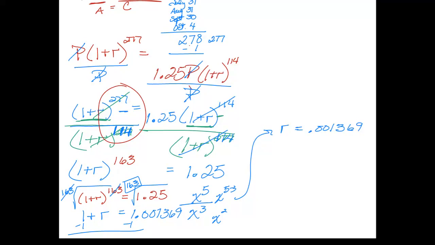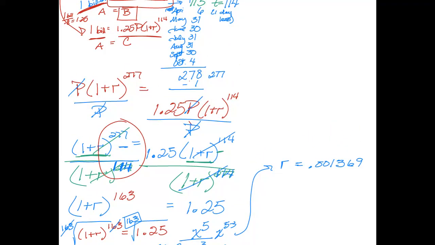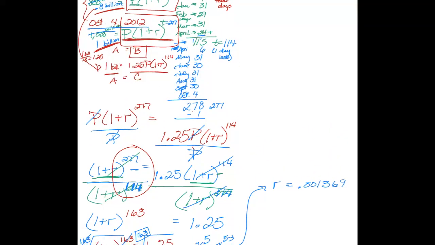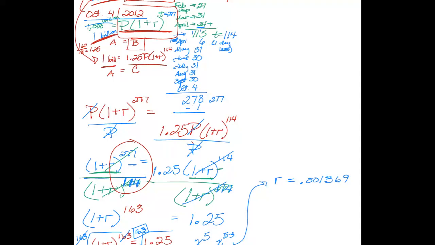So let's go with what we know. We can say 1 billion equals 1.25 times P to the 1.001369 power, which is to the 1/14th power.